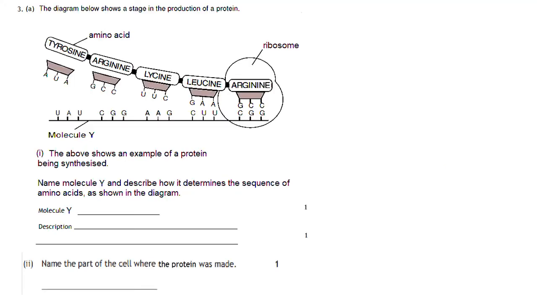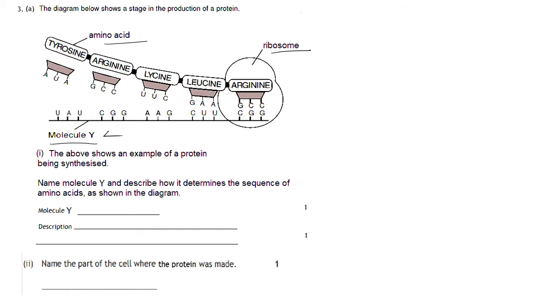So question 3. The diagram below shows a stage in the production of a protein. We've got our wee picture here. Here's the ribosome, here's the amino acids, and we have this molecule Y. The above shows an example of protein being synthesized. Name molecule Y and describe how it determines the sequence of amino acids as shown.